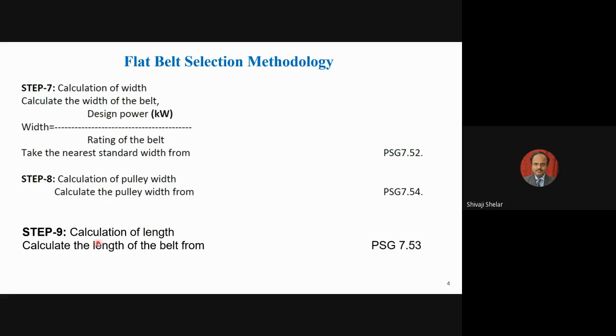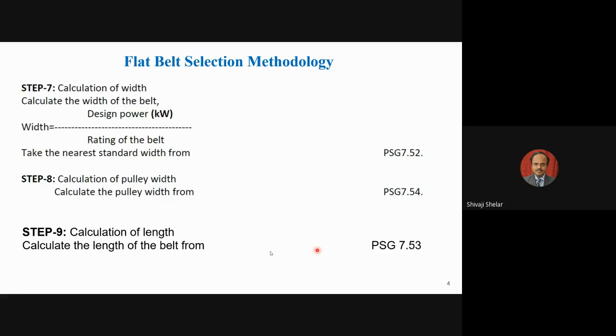Then next, the last step is to calculate the length of the belt required. There is a standard formula available for the length of the belt based on your open drive, cross drive, or first and third drive mechanism. This formula is available on 7.53.